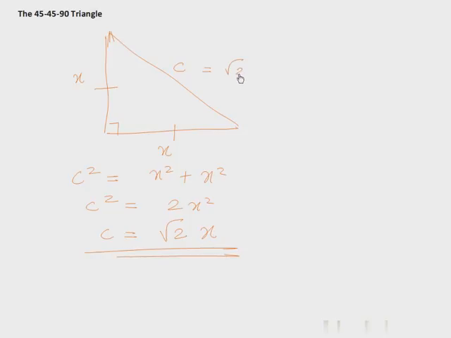C is root 2x. So the ratios of the sides of a 45, 45, 90 triangle are x is to x is to root 2x, which is 1 is to 1 is to root 2. 1 is to 1 because it's isosceles. Root 2 because it's a right triangle. So I use Pythagoras.